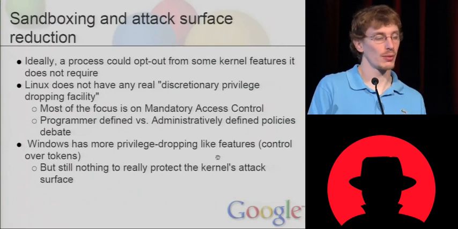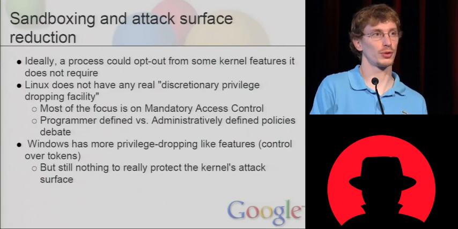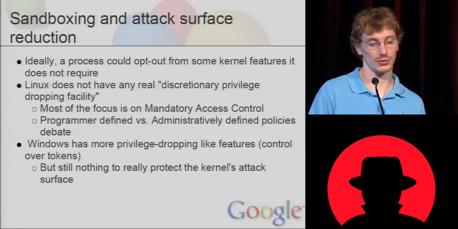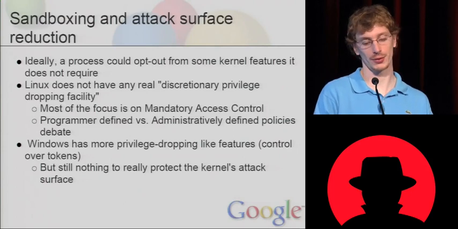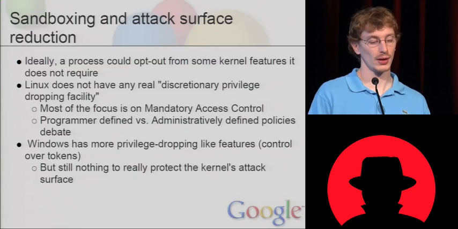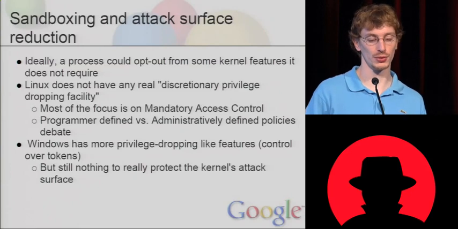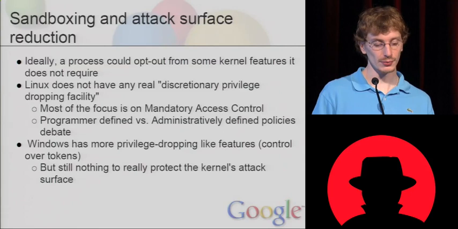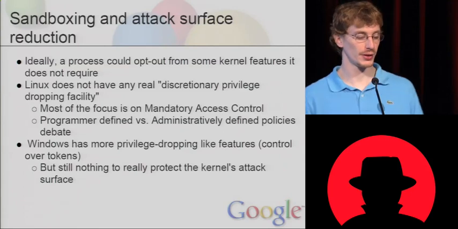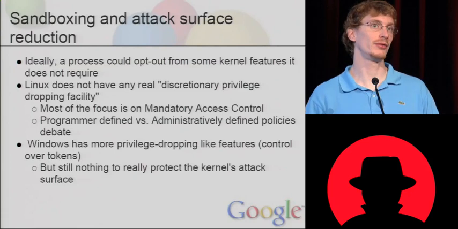So what could we really do that would be useful to do proper sandboxing and attack surface reduction for the kernel? Ideally, a process could opt out from some kernel features it does not require. On Linux, there is nothing really that allows you to drop privileges in a discretionary way. And all the focus is on mandatory access control on Linux. And basically, the paradigm is very different.